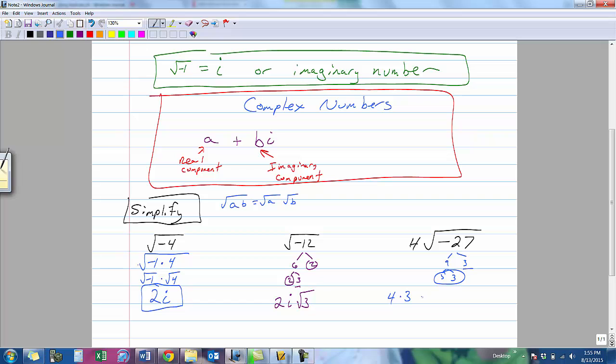And a 3 gets left behind. But remember, there is a negative, so we have to have an i there. So this is going to be 12i root 3.